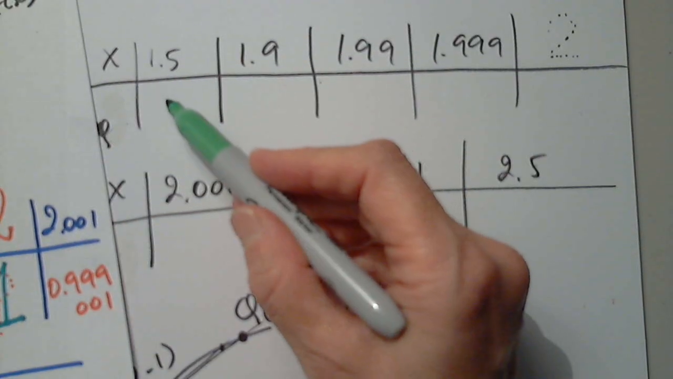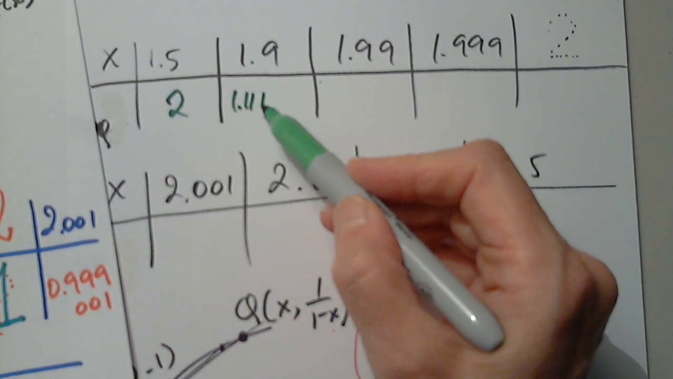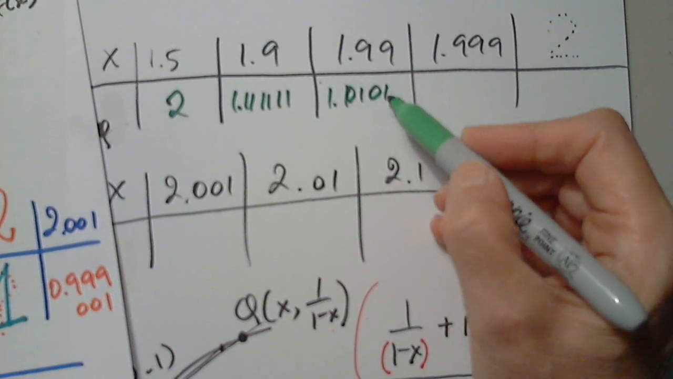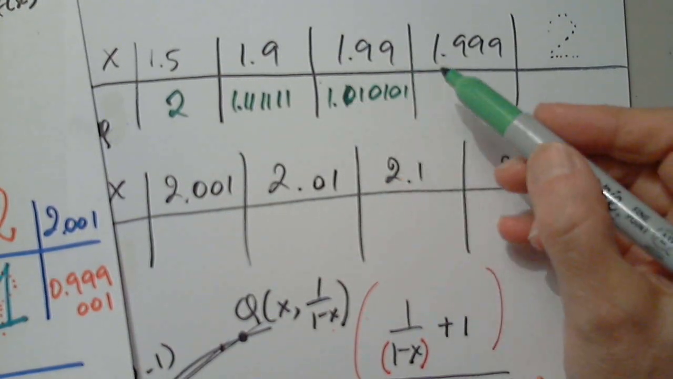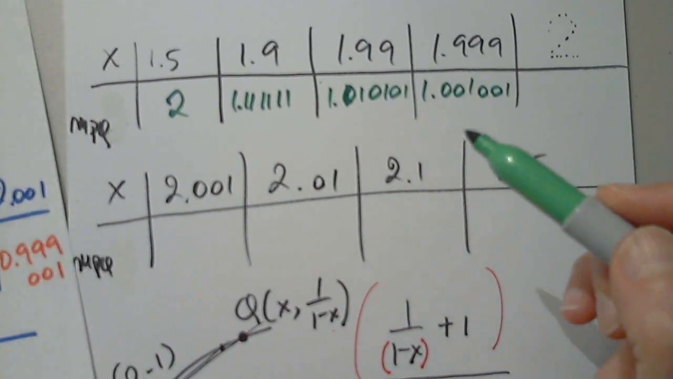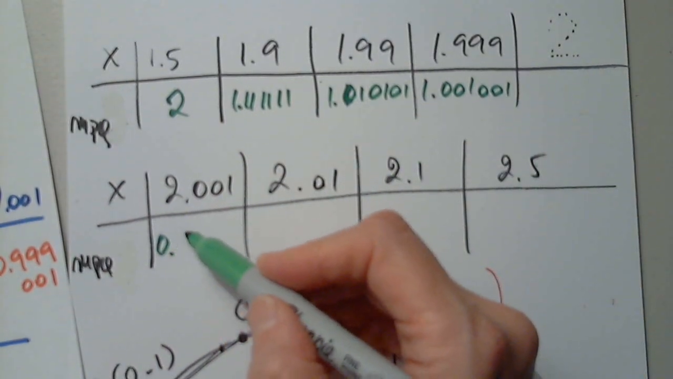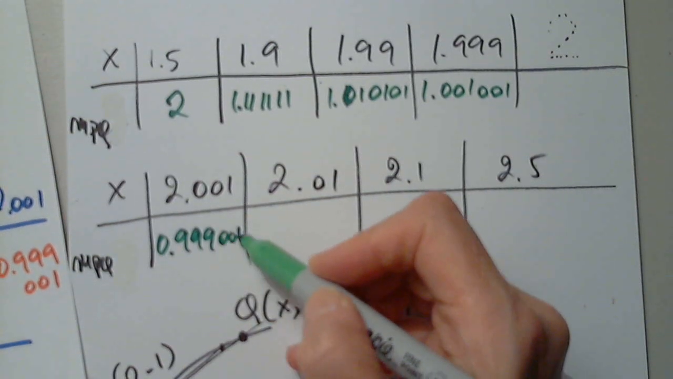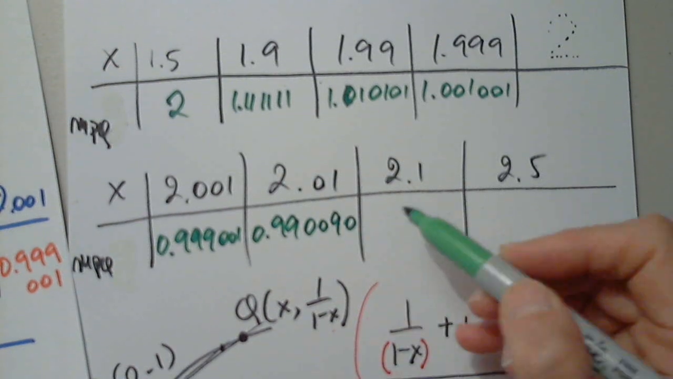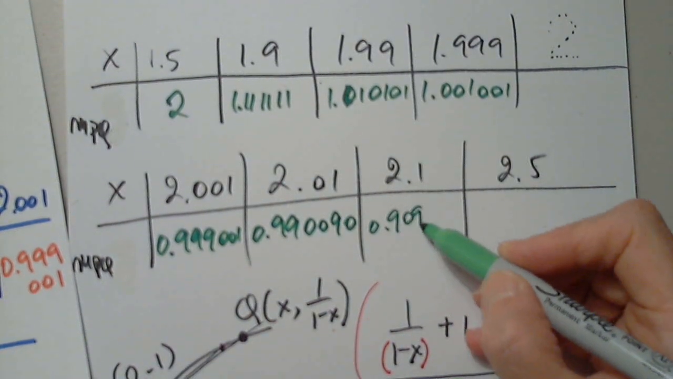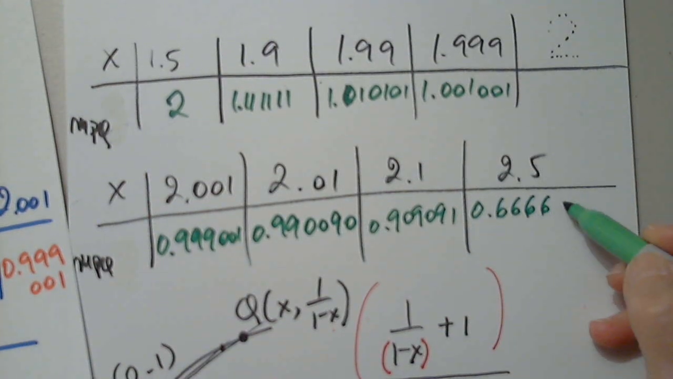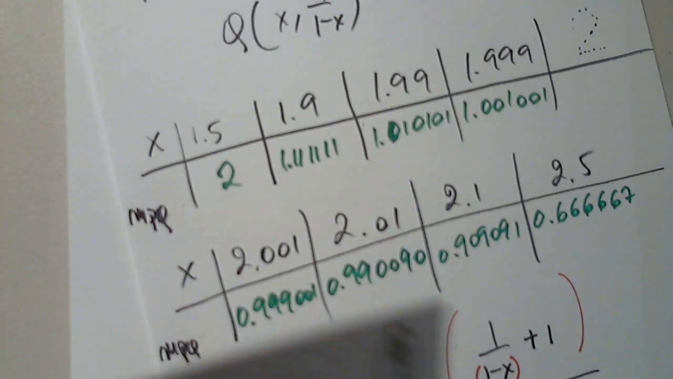So this was 2, this was 1.111111, this was 0.10101, and this was 0.01001, and this was 0.9990001, and 0.990090, and 0.909091, and 0.666667. They wanted 6 decimal places.